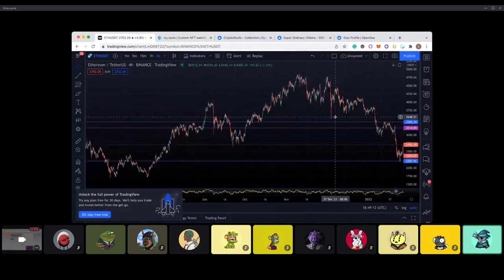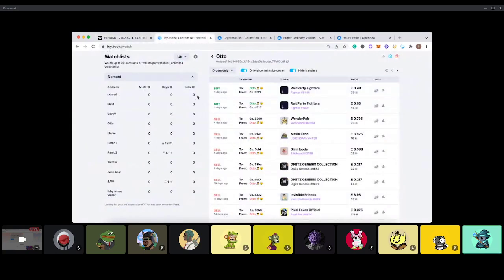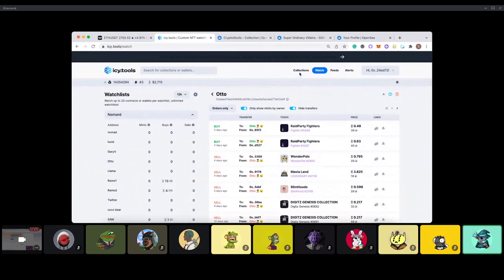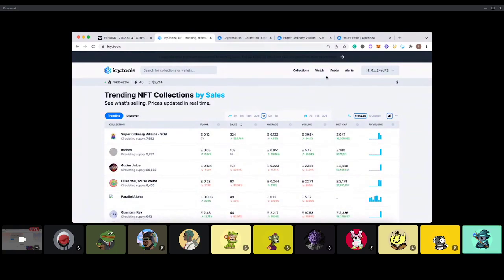What's happening to Ether? Anyway, this is how I use IC in general. I look at the trending, what is minting, and the wallets that I'm watching. The wallet watch is on the paid version. I think the paid version is extremely cheap. I think it's like $50 a month or so, and you can pay in crypto.